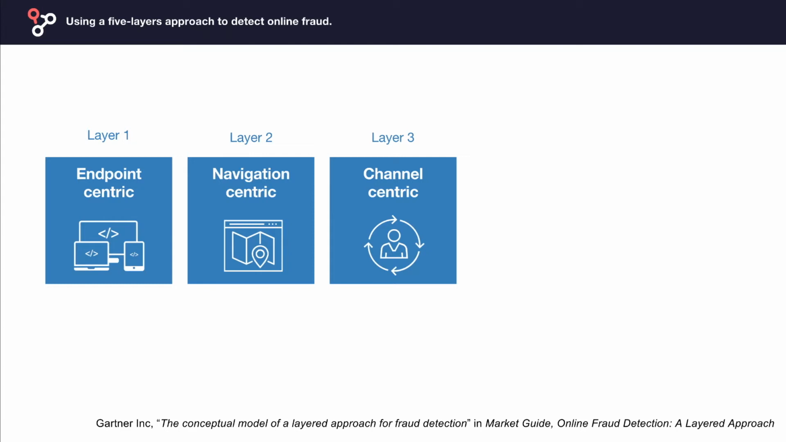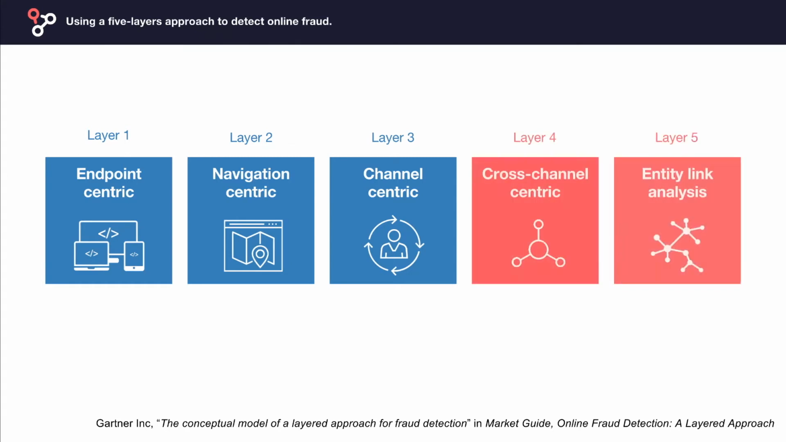And the third layer is often channel-centric and monitors entity behavior across one specific channel. But for efficient fraud detection, we have Gartner Enterprise advising us to add 2 more layers to the system. So layers 4 and 5 are about connected analysis, and they require a technology that does not rely on a relational database model. For instance, the 4th layer is cross-channel and is dedicated to the analysis of abnormal behavior across multiple channels. The 5th one is entity link analysis, and it's all about analyzing relationships to detect organized crime and fraud rings.